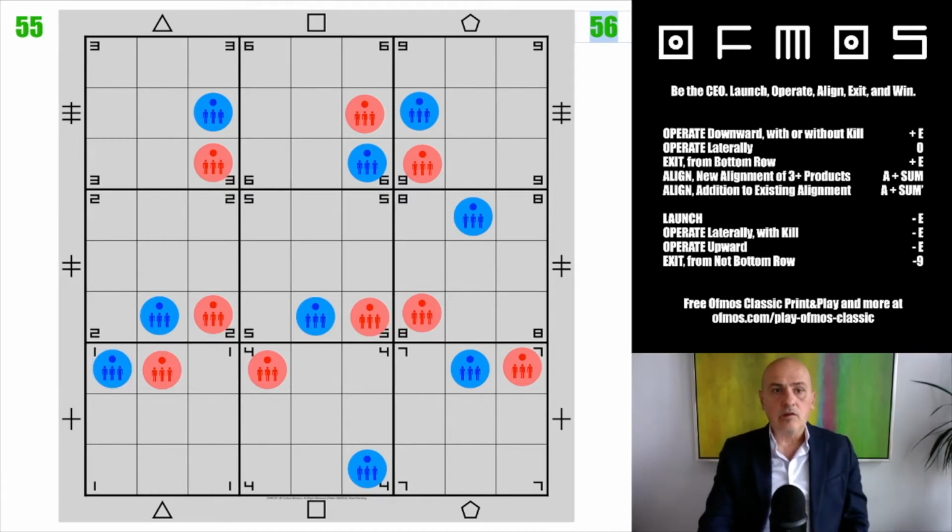So this concludes basically the first stage of the game, Ofmos Classic. Now we're going to start operating, and as you can see, you can move in any direction, just one cell at a time. And the goal is to end the game. The game ends when one of the teams has all the pieces taken off the board.